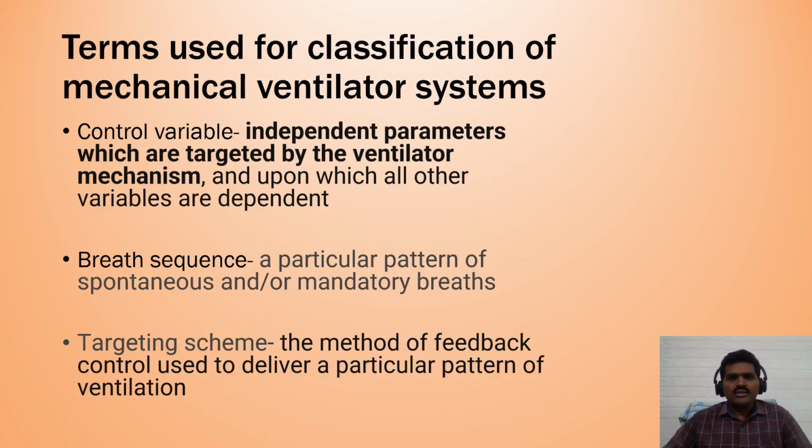The terms used for classification of mechanical ventilation. You might have heard of so many modes of mechanical ventilators. What are the terms used in classification systems? First and foremost is the control variable. The independent parameters which are targeted by the ventilator mechanism are called the control variable, and all other variables are dependent on this control variable. Usually the control variable used is pressure, volume, or time.